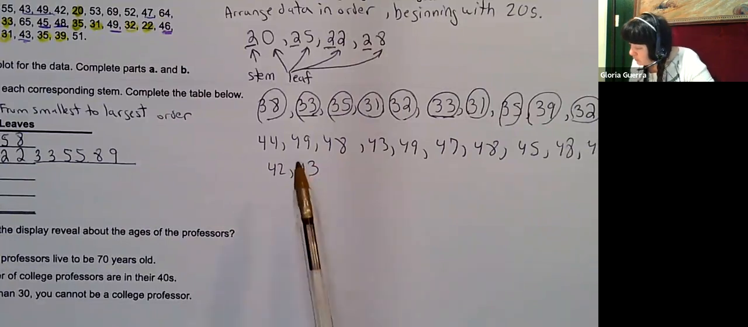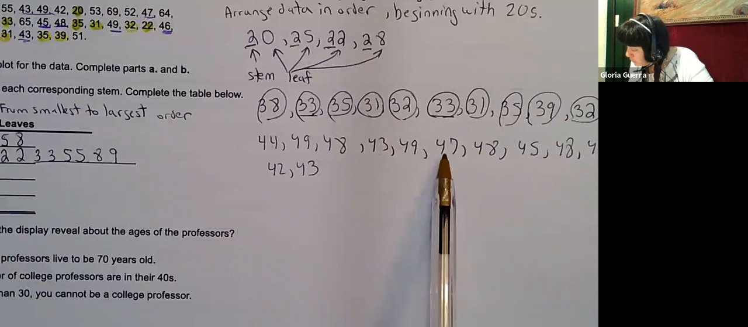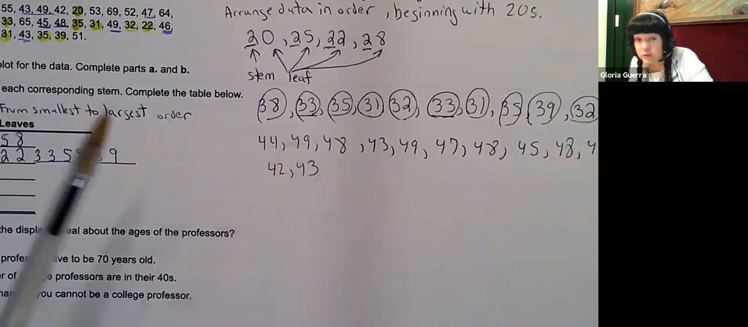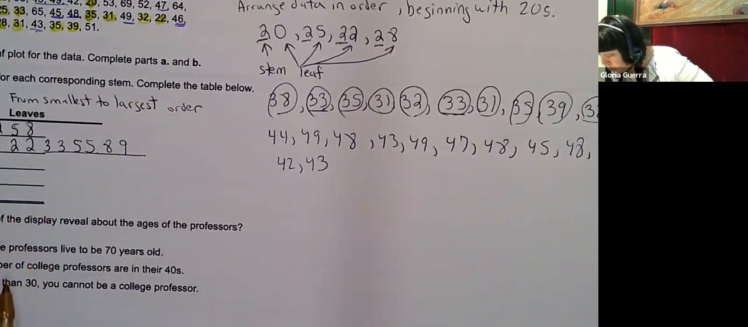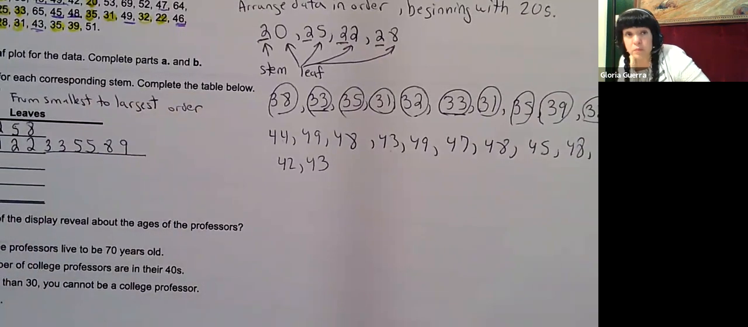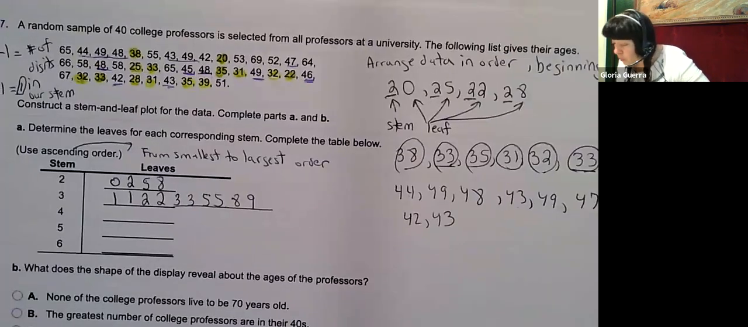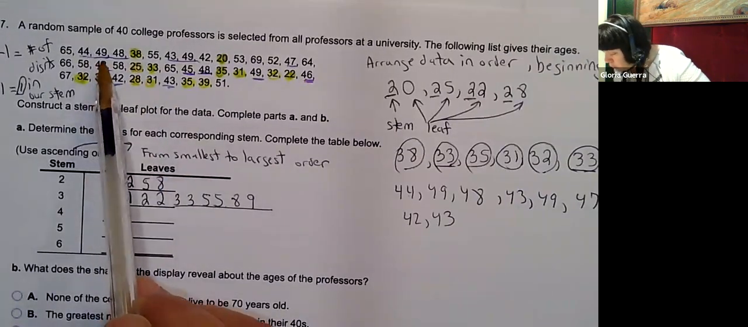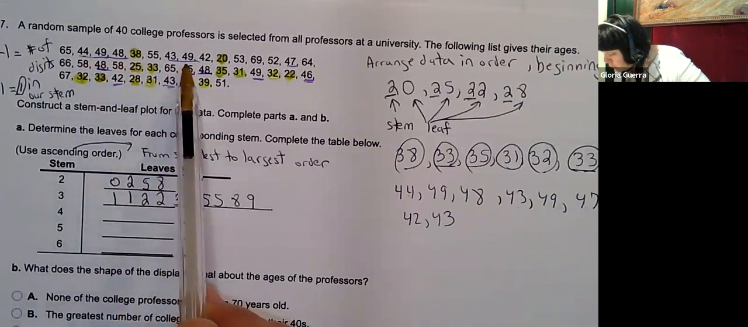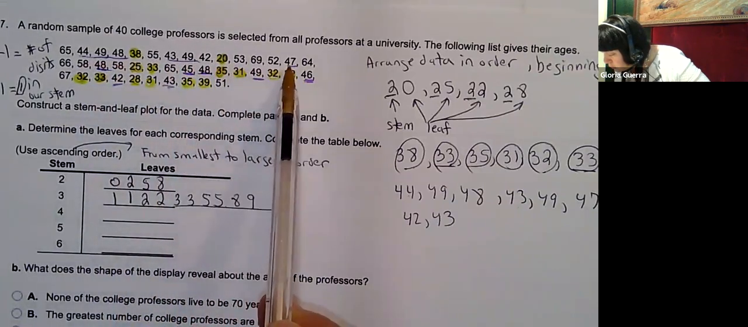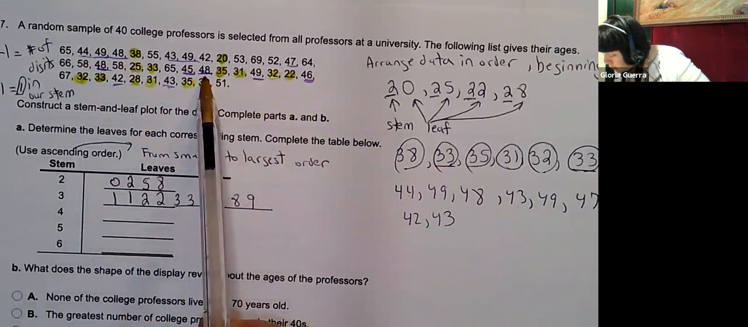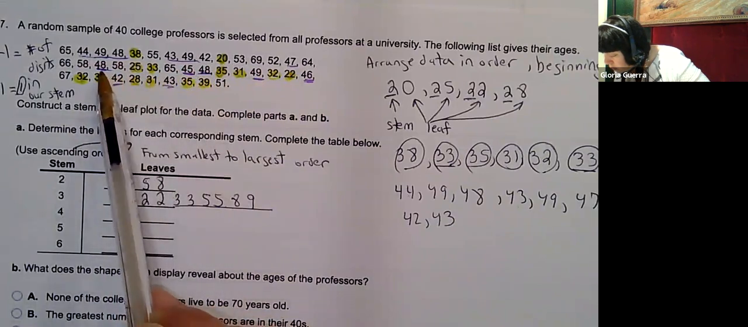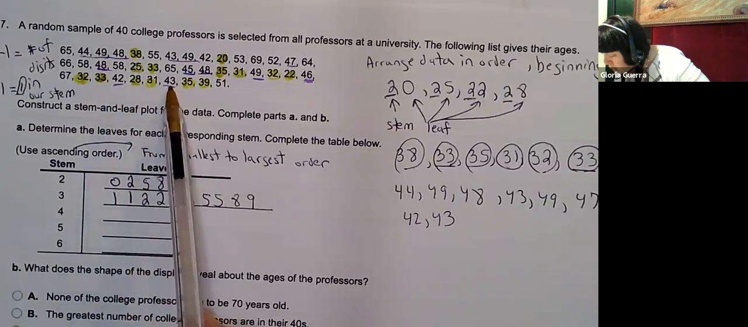I feel like I have 13. Say 1, 2, 3, 4, 5, 6, 7, 8, 9, 10, 11, 12, 13. So let me just go back and count, make sure. 13. So let's see. 1, 2, 3, 4, 5, 6, 7, 8, 9, 10, 11, 12, 13, 14.